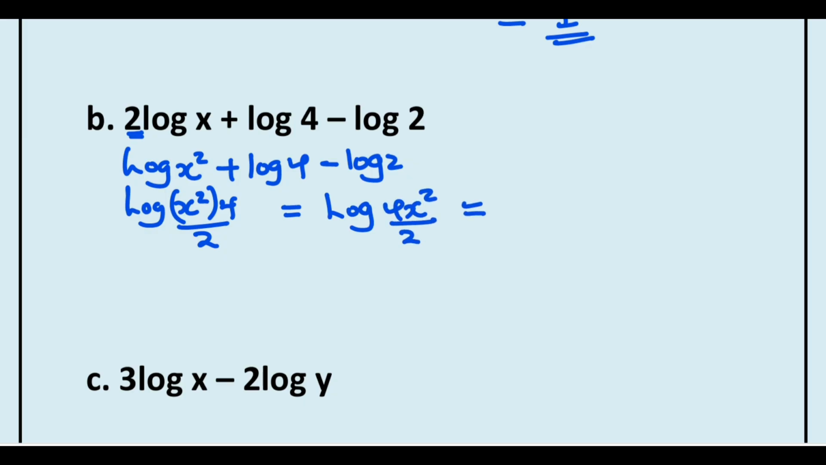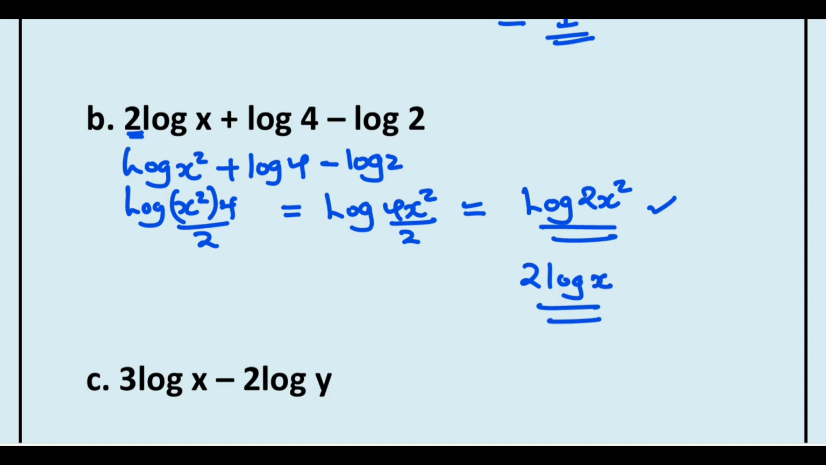So we end up with 4 divided by 2 is 2. So we shall have log 2x squared. Now our answer will remain like this, or you can go ahead and express it as 2 log x. They mean the same thing. So the answer is either log 2x squared, or 2 log x. Now you cannot simplify this further even if the base is base 10. Why? Because we don't know what is the value of x. Had we known the value of x, then we could try that.